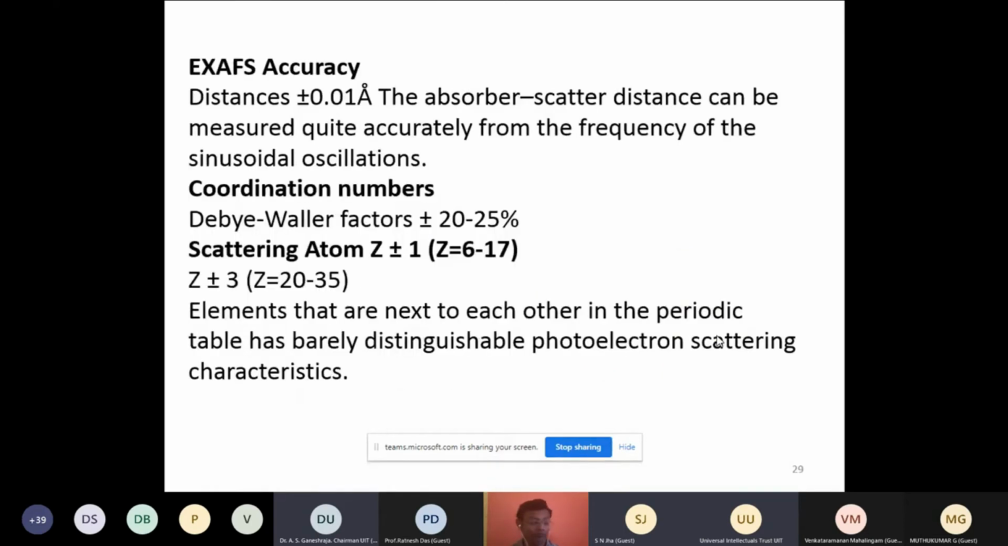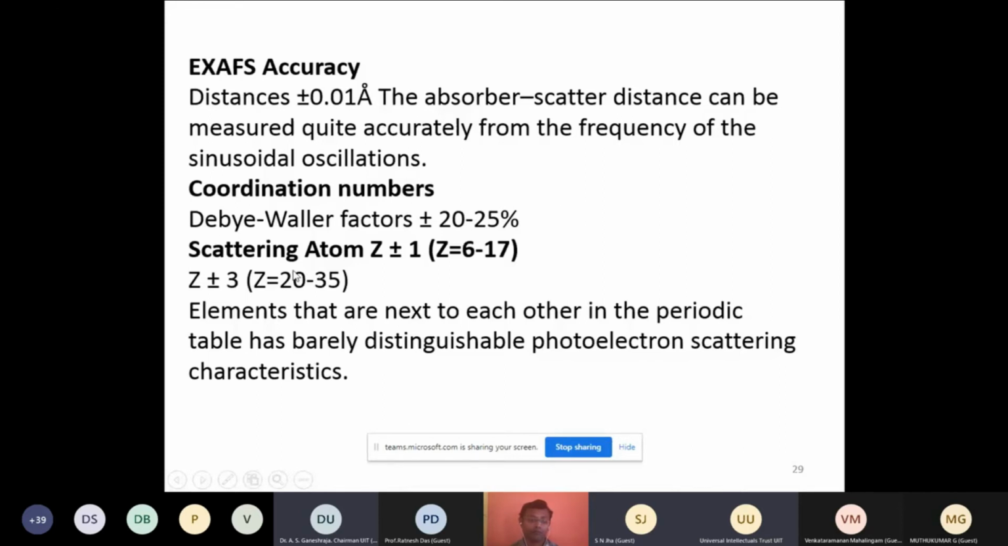So what is the accuracy we get? That is what I have just listed here. For example, for distance we can obtain up to 0.01 accuracy between the observer and scatterer distance, and we can get coordination number and Debye-Waller factor with plus minus 20-25%.